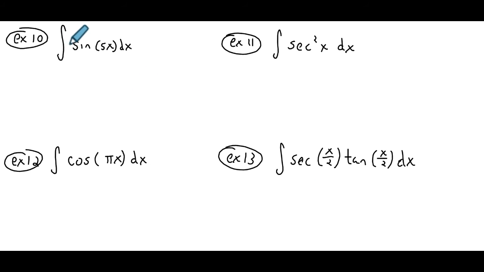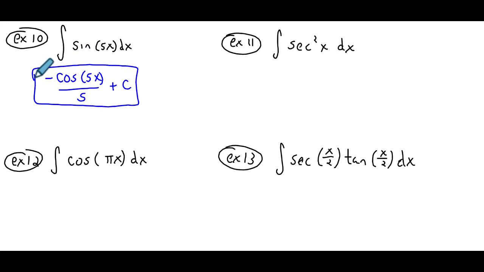So if I wanted to find the integral of sine of 5x dx, well, I know the integral of sine is negative cosine, and so that's going to be equal to negative cosine of 5x divided by 5 plus c. That's it. You're done. Okay, I want to find the integral of secant squared x dx. Well, that's actually one of our formulas. The integral of secant squared is tangent of x plus c.